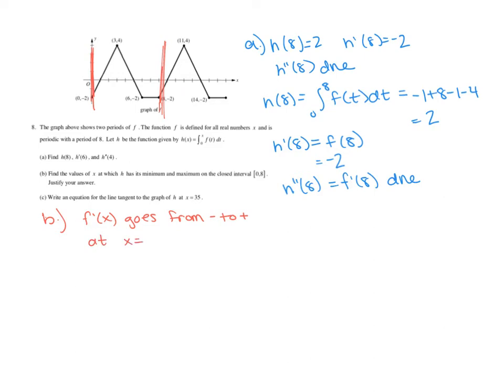And it looks like that happens at x equals 1. So h has a min. And then, oh, I shouldn't be calling this f prime of x. Sorry about that. I really should be calling it h prime of x, or just f of x. So anywhere it goes from positive to negative, we have a maximum value, and that happens at x equals 5.